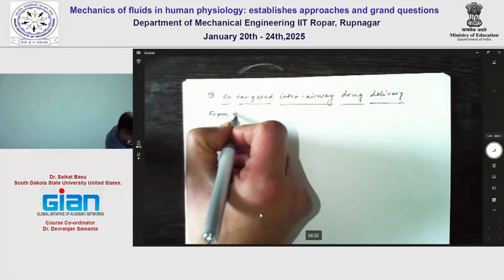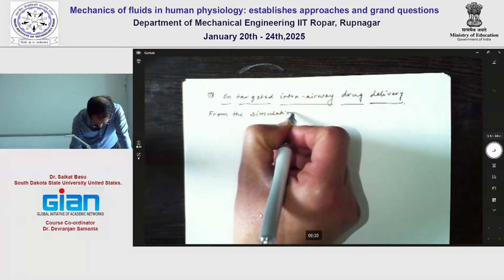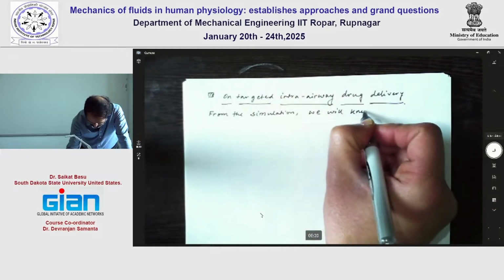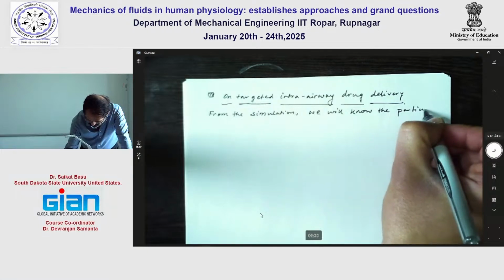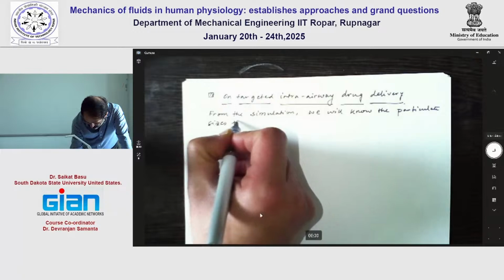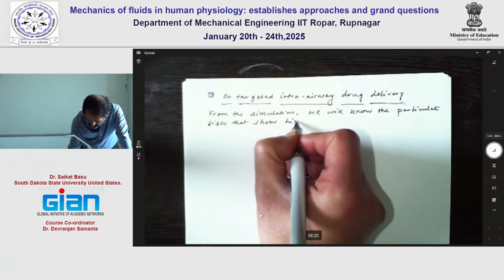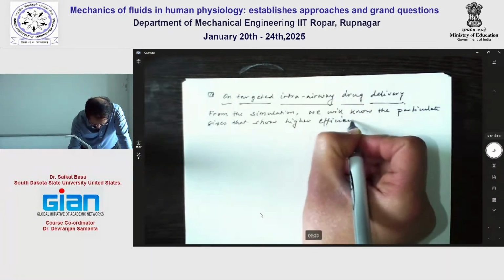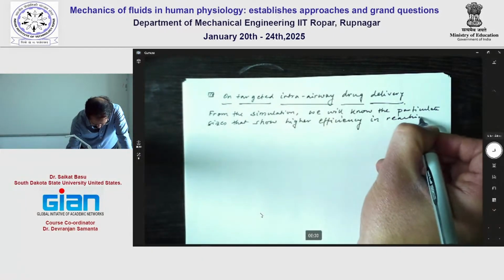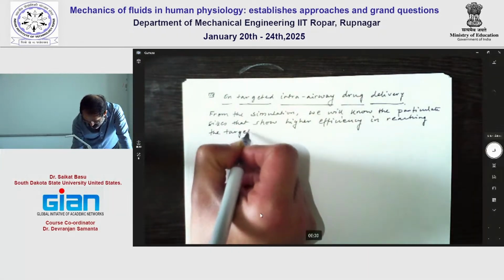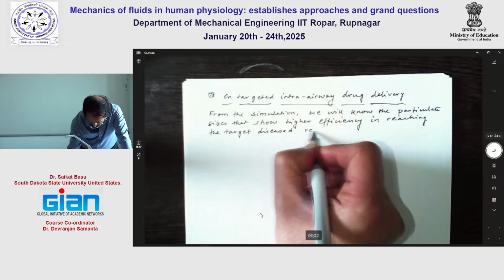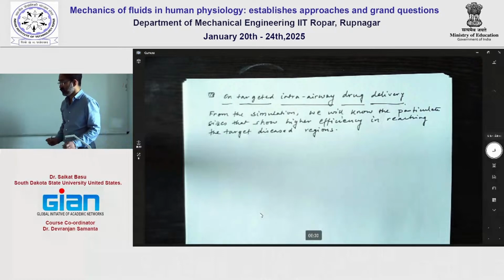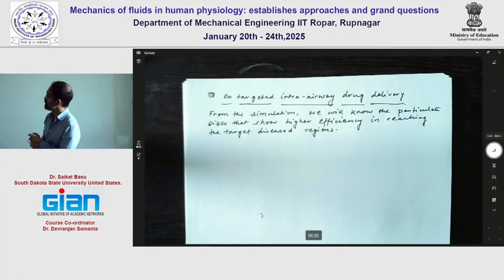Okay, so on targeted intra-airway drug delivery, from the simulations we will know the particulate sizes that show higher efficiency in reaching the target diseased regions. And this is something that we did yesterday. We had that conical injection for the nasal spray, and we could figure out the efficiency of the 10 micron particle to deposit at the target site. We can get that information for size distribution as well using similar approaches.